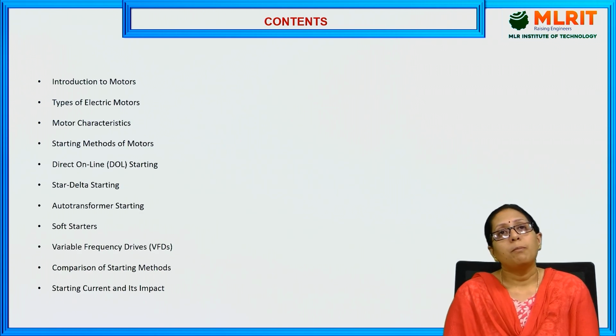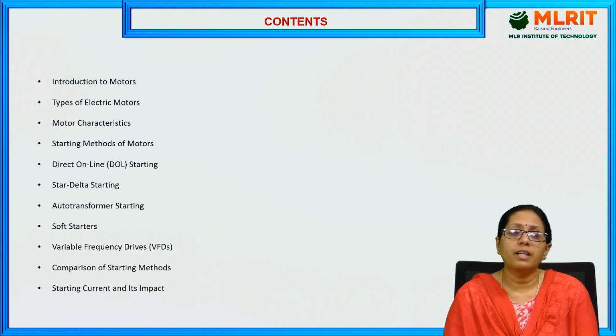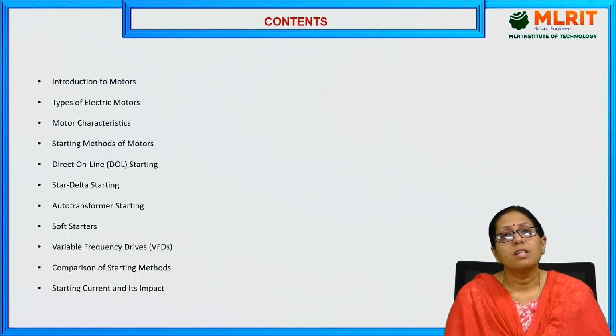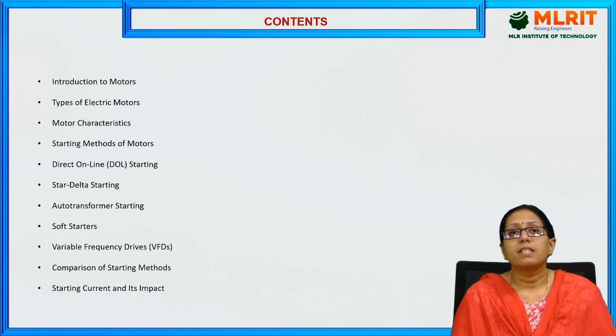These are the key points which I am going to discuss: introduction to the motors, the types of electric motors, their characteristics, starting methods, the direct online starting, star to delta starting, auto transformer starting, soft starters, and variable frequency drives, as well as comparison of different starting methods and starting currents, as well as their impact.